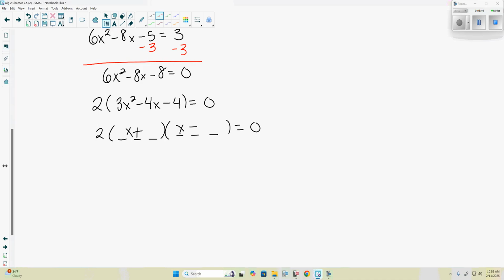So where do we want to put the 3? With the first x or the second x? All right, I'm going to put it with the first one. Now we have a few more factors for 4. We have 1 and 4 or 2 and 2. Which one do we want to try first? 2 and 2. And if we check this here, 3x times negative 2 would be negative 6x. 2 times x would be plus 2x, giving us negative 4x, which is the middle term that we wanted.